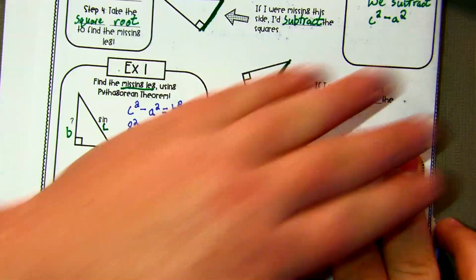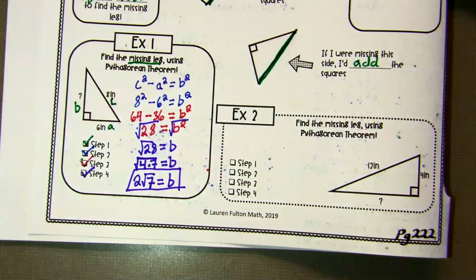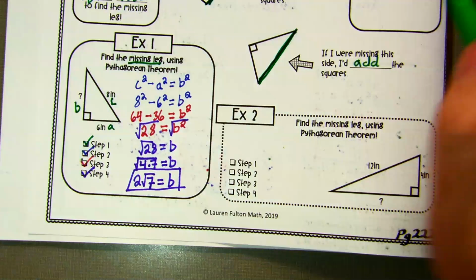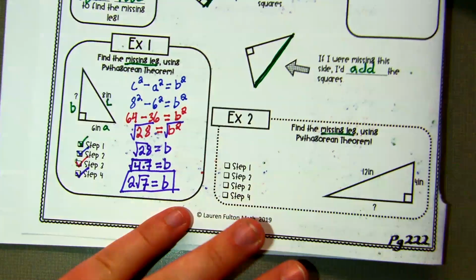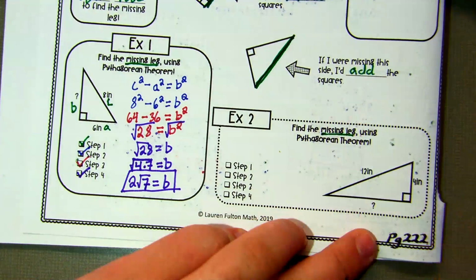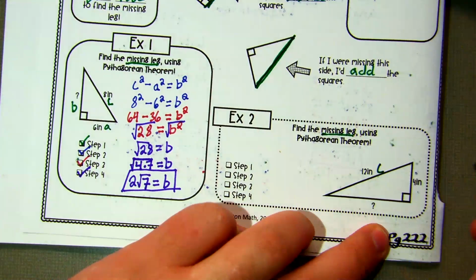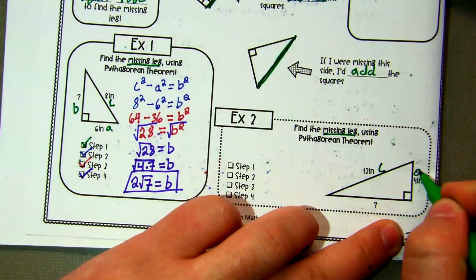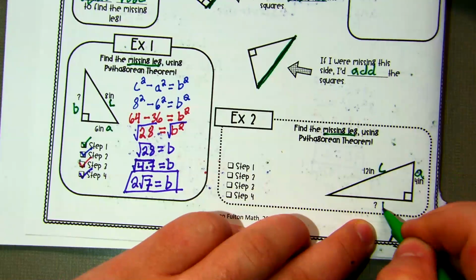We got one more example of this to work. And this piece asks us to find the missing leg using Pythagorean theorem. Just like before, I'm going to go through and I'm going to label things. Our hypotenuse is C. Our known leg is 4. And our mystery leg is B.